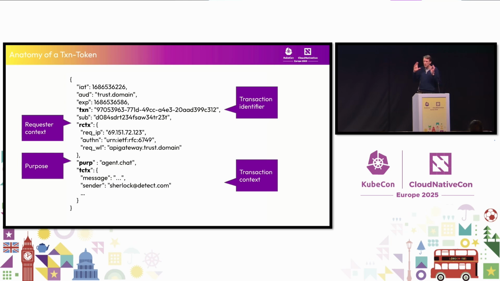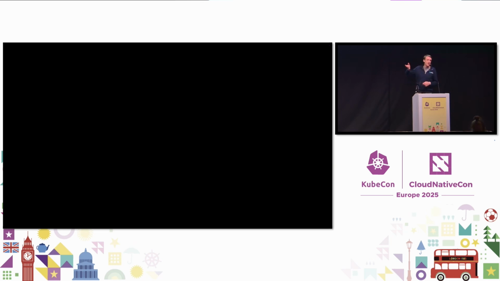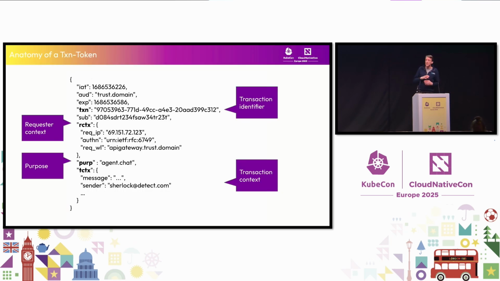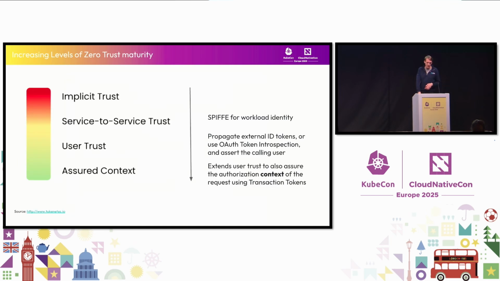Just a very, very quick look. I'm sure you can go read a bit more detail online about this. I don't want to run out of time, as I'm sure I already have. But this is effectively what one would look like. It's a draft, so clearly things are changing all the time. But the point is that you have the transaction identifier, the context of the request, the transaction context and the purpose. And so this enables you to validate it much like you would any other JWT.